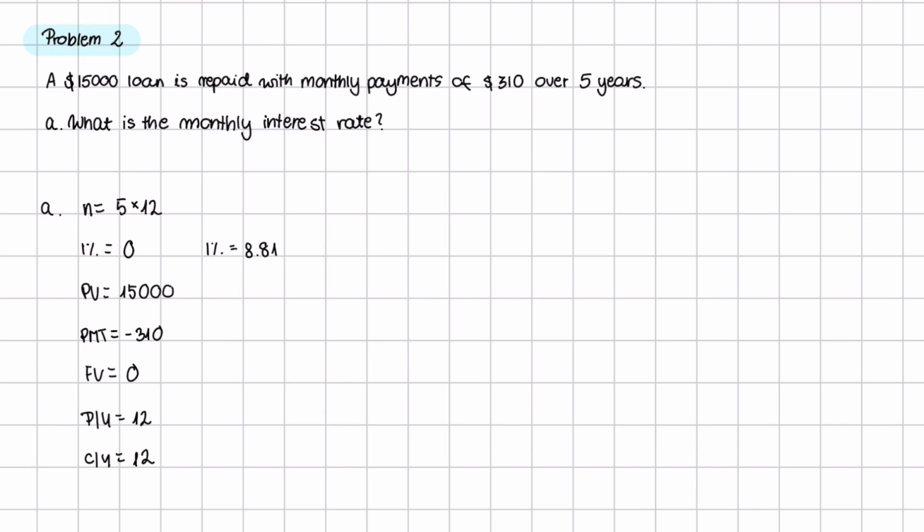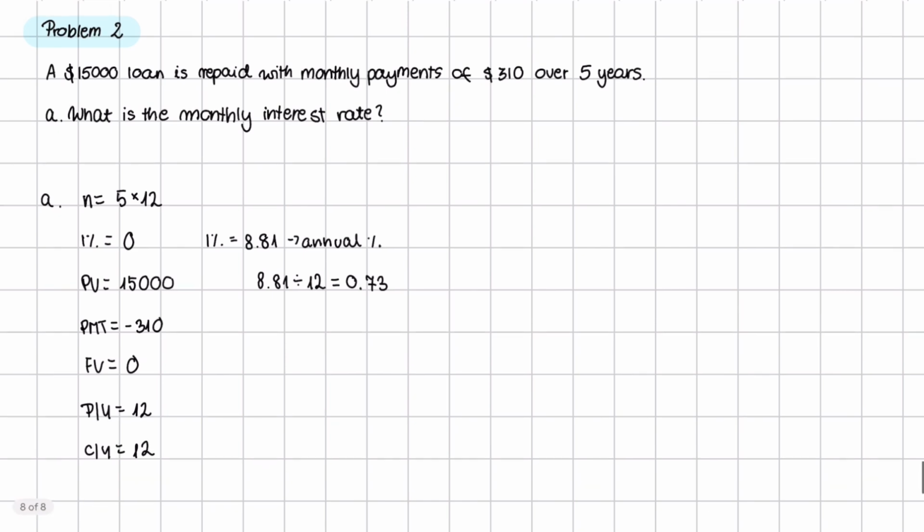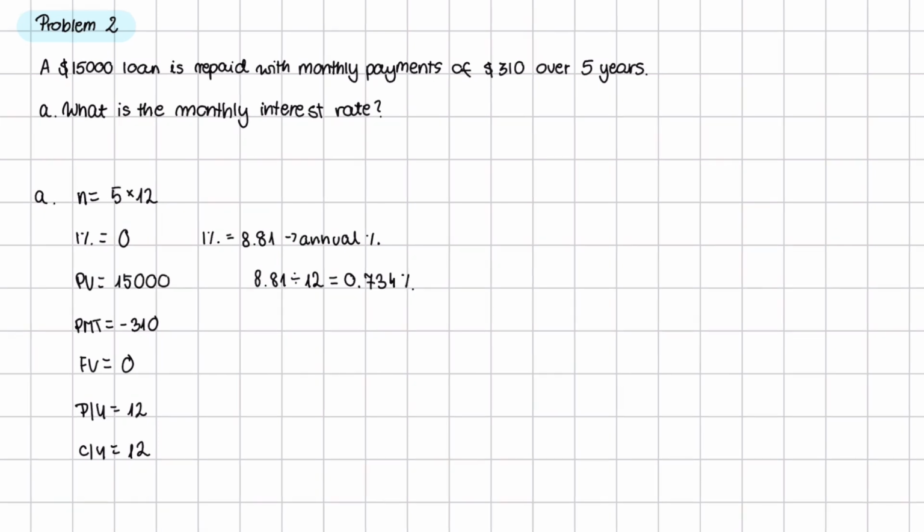And we need to calculate interest rate, and if you calculated it correctly, we have 8.81, and it's annual interest rate. But we need to calculate monthly interest rate, so we just need to divide it by months, so 12, and it is 0.73. We can round it to 3 significant figures, so 0.734%.